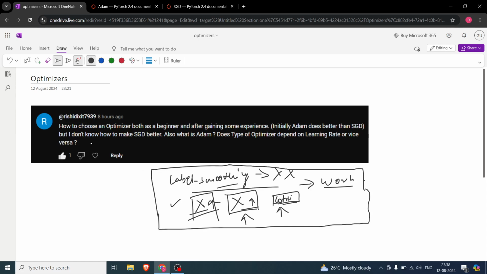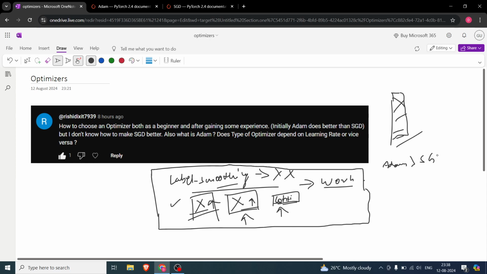So again, how to choose an optimizer, the beginner? You don't choose an optimizer. You try with everyone, and whatever works, you take that. As a beginner, it is a little bit difficult to comprehend, but I can say, generally speaking, Adam is better than SGD. Why? Because of the number of parameters that you can tune.